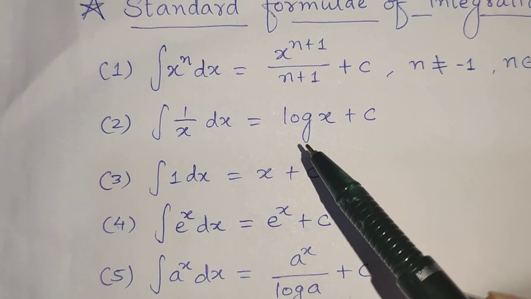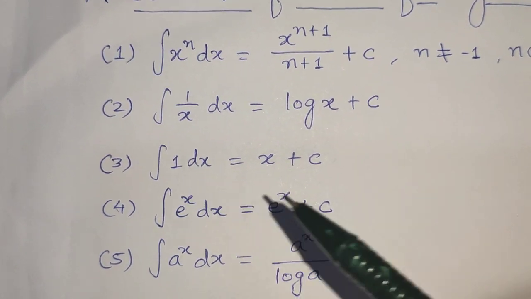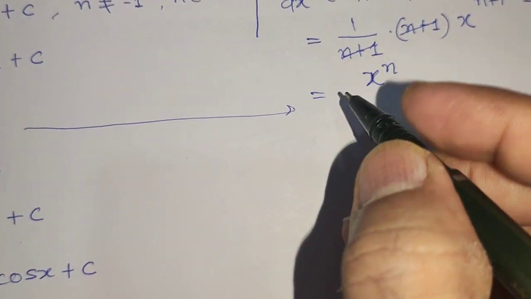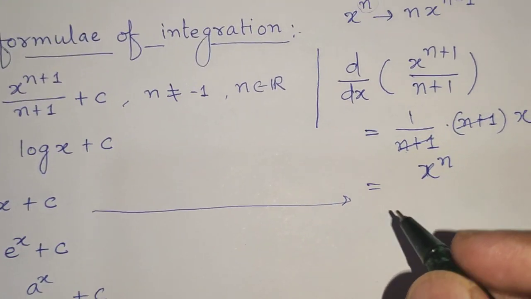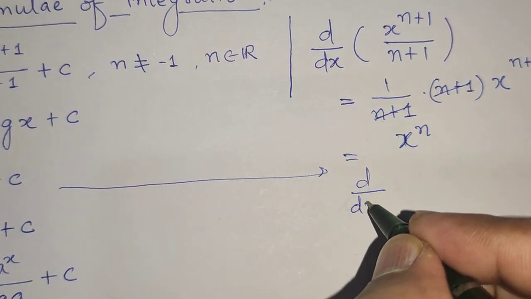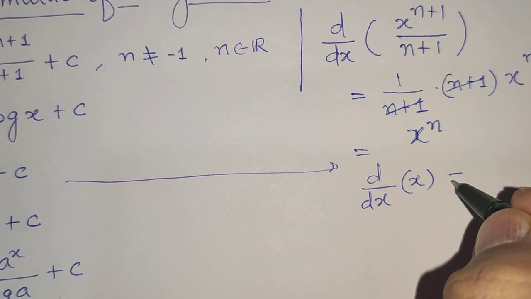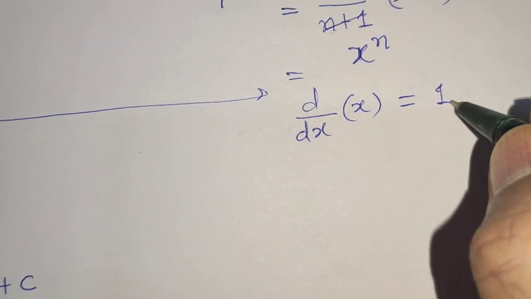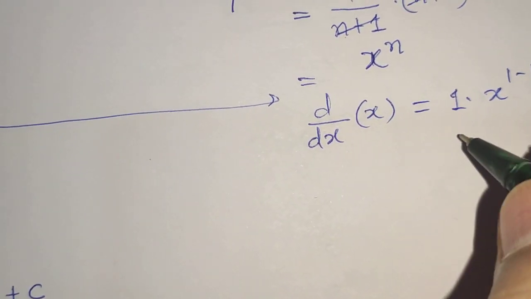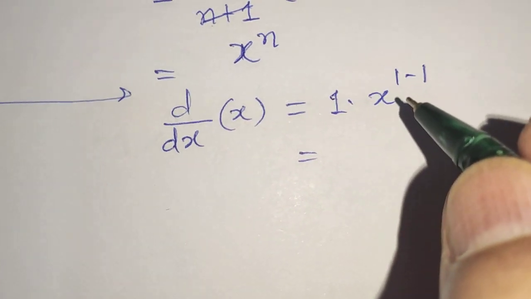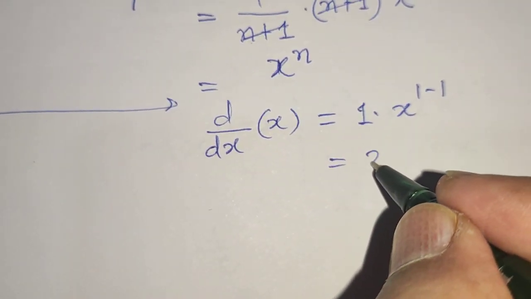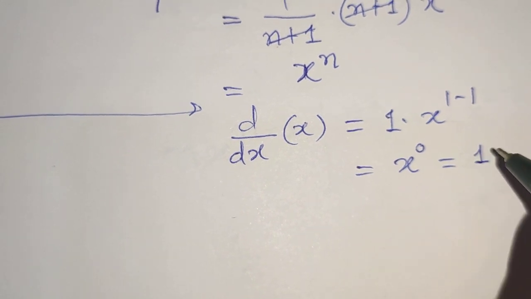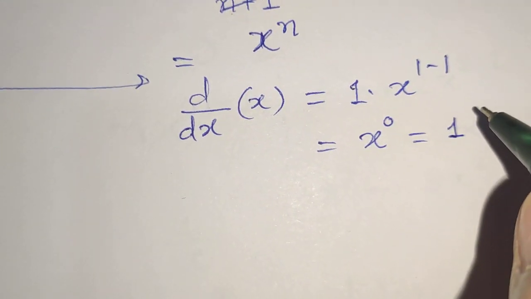The derivative of log x was 1 upon x. The derivative of x is 1. Again, if you want to check the derivative of x, come back here. Okay, derivative of x, d by dx of x. Here you consider x raised to 1. So 1 comes ahead into x raised to 1 minus 1. Now 1 into anything is that anything, and x raised to 1 minus 1 is x raised to 0. X raised to 0 is 1. So the derivative of x is 1.